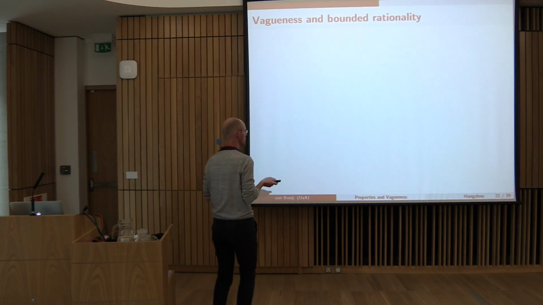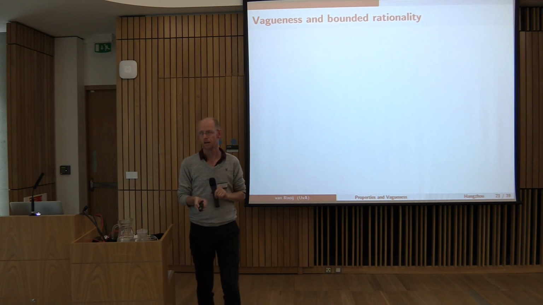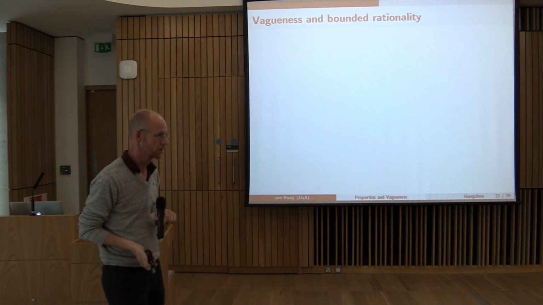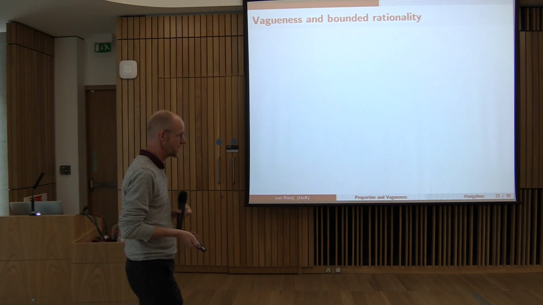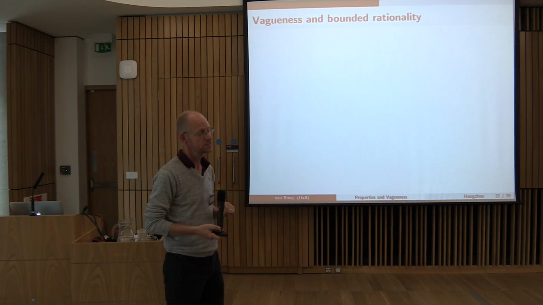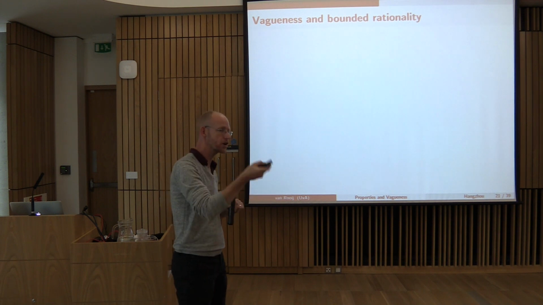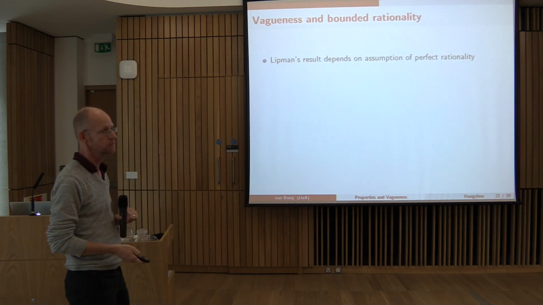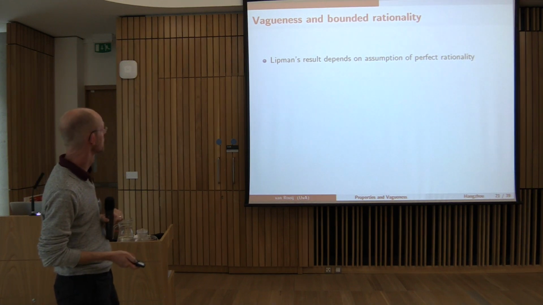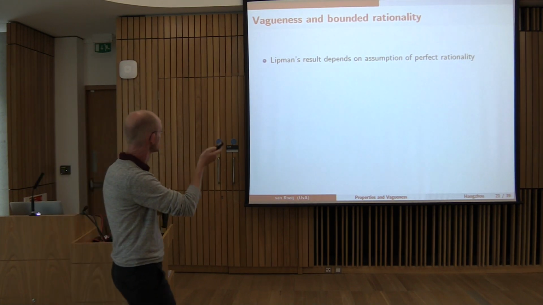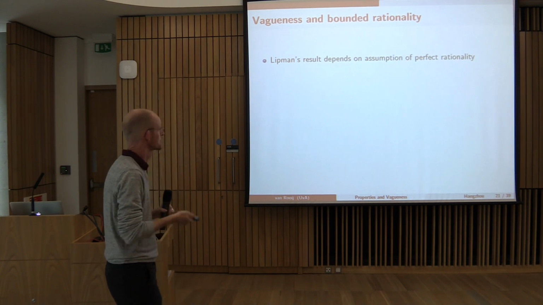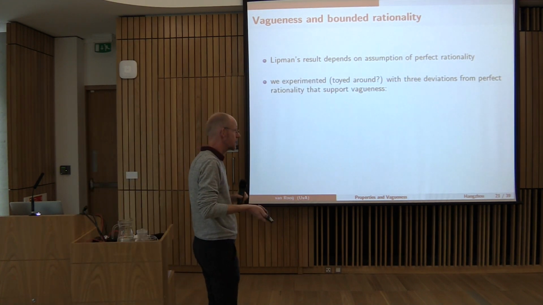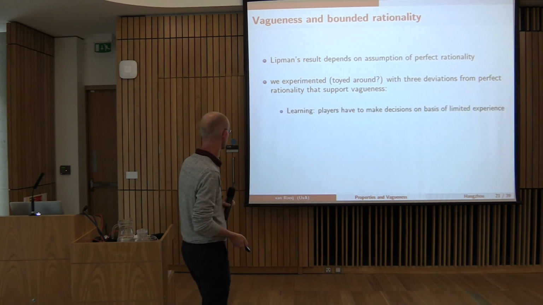Well, one way of thinking about it is, we're already looking at things from an evolutionary point of view, so not a lot of rationality, but still players are going for the best action, and that's rewarded, and the less good actions are not rewarded. But maybe there's something wrong there. So Lipman's result, that's an economist, still depends on the assumption of perfect rationality. And to account for vagueness, maybe we should get rid of that.